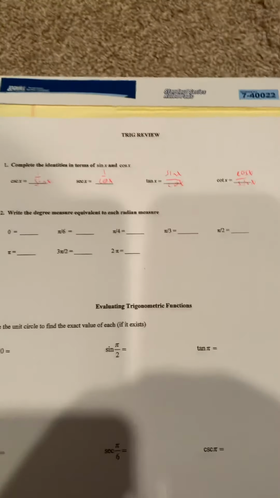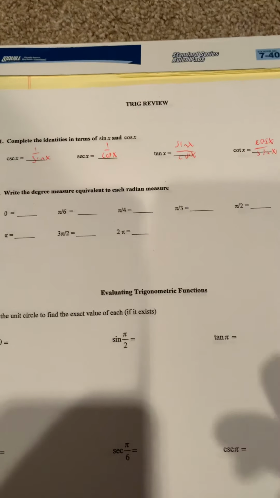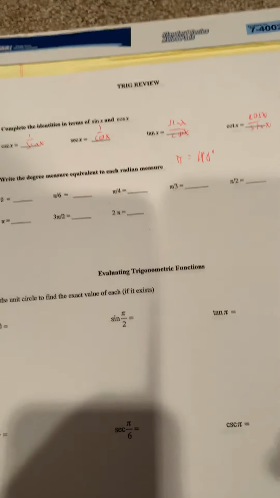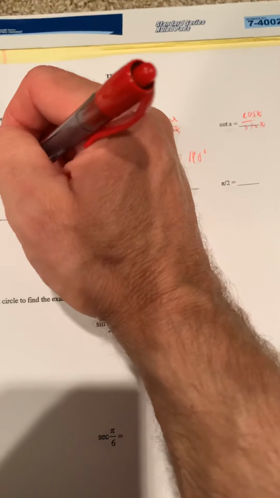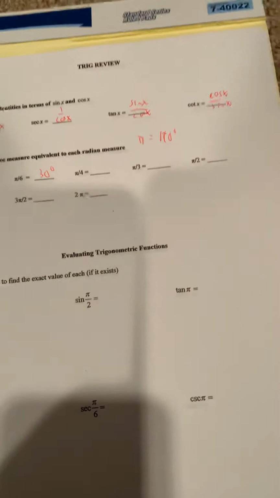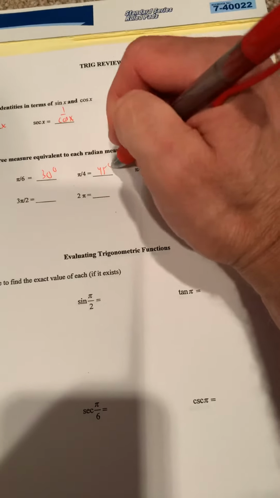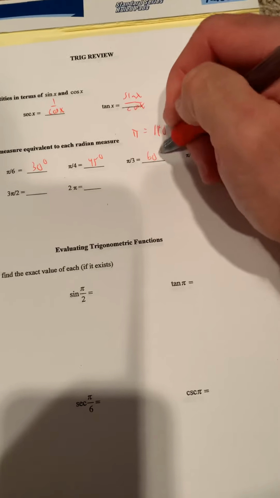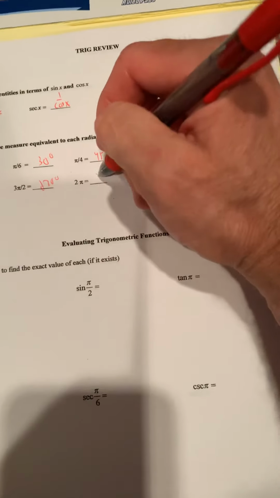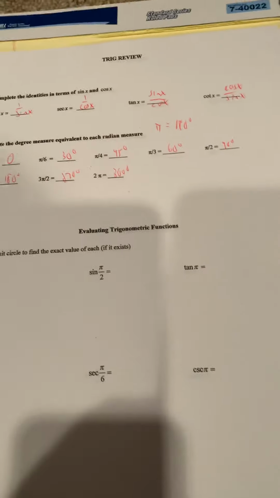Okay? Now the other thing, the relationship between degrees and radians, because we're going to bounce back and forth. Make sure you know that pi radians is equal to 180 degrees. So if I said, 0 radians is what? You would say 0 degrees. So pi over 6 is going to be 30 degrees. Pi over 4 is 45 degrees. Pi over 3 is 60 degrees. Pi over 2 is 90 degrees. Pi is 180. 3 pi over 2 is 270. And 2 pi is 360.